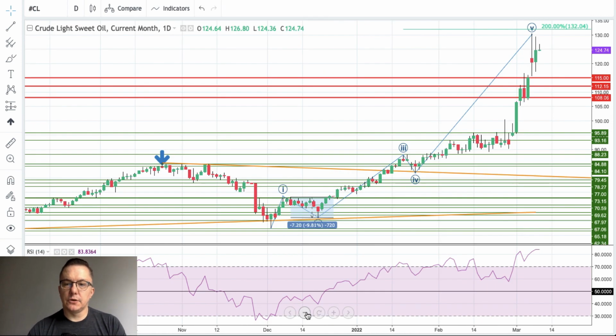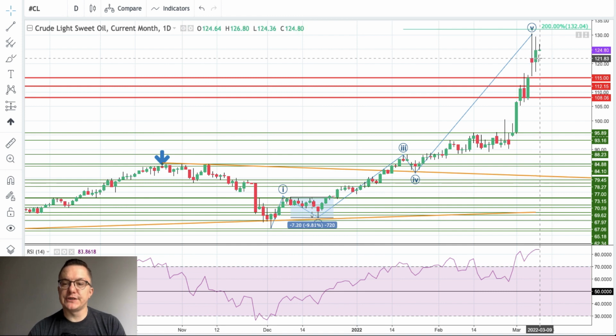Let's take a look at the crude oil daily time frame chart. As you can see, we got 5 waves to the upside, with wave 5 extremely extended, right? We almost hit 200% of the extension, right? So this level here, 132.04, is the extreme extension. The local high of wave 5 was at the level 130.44.